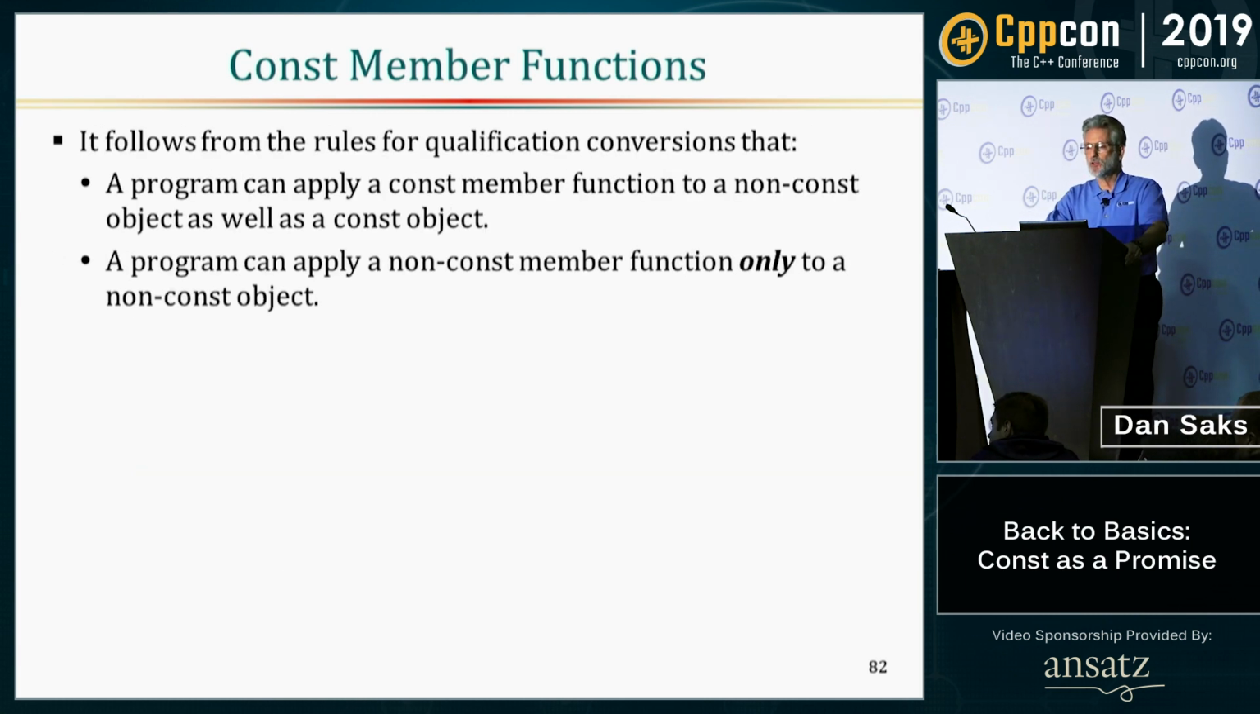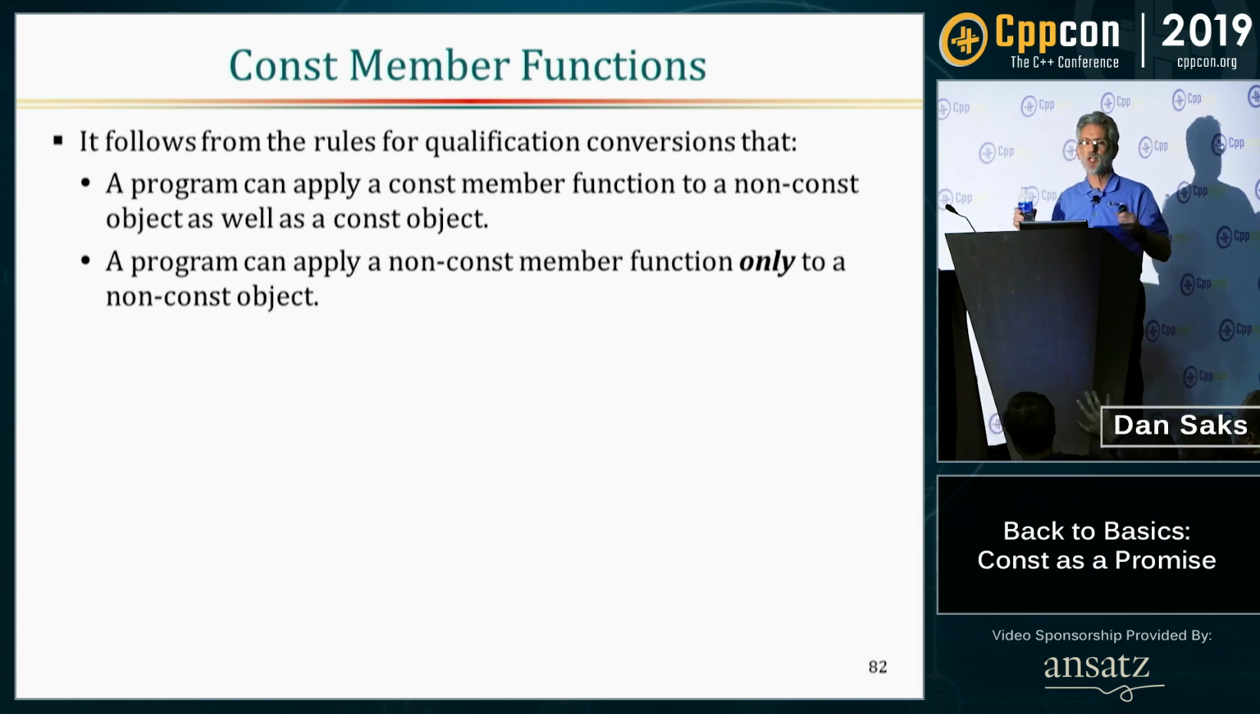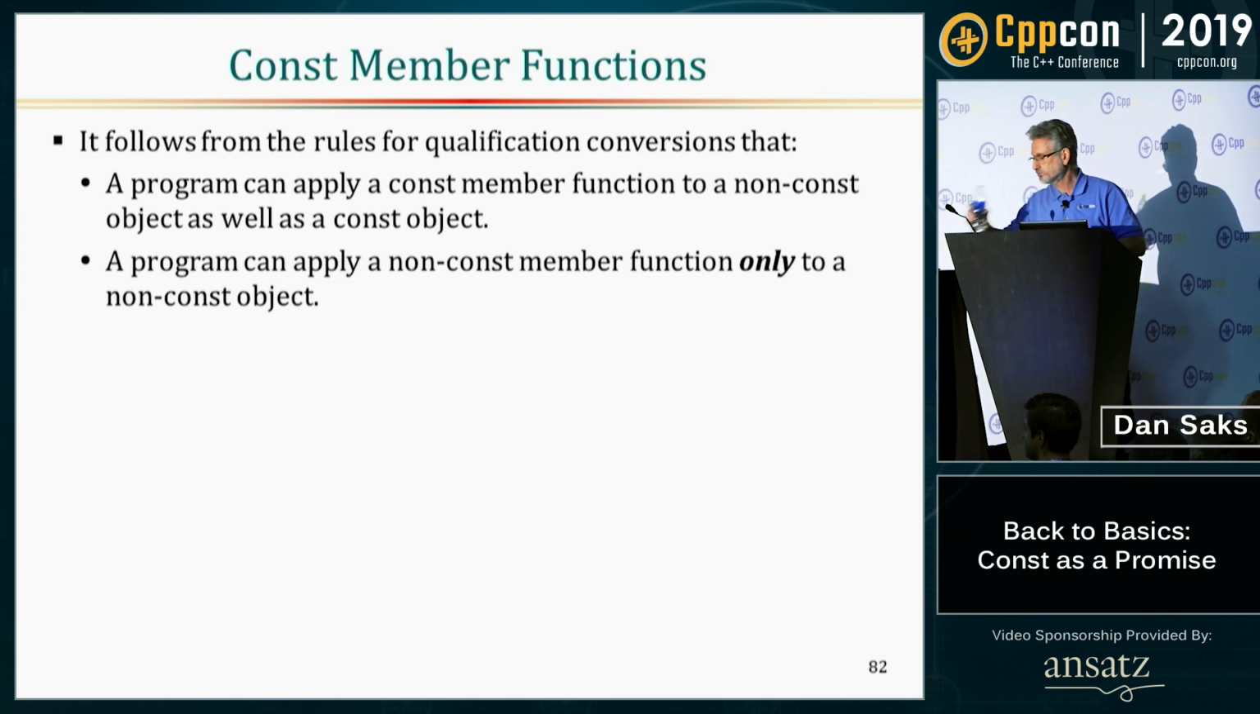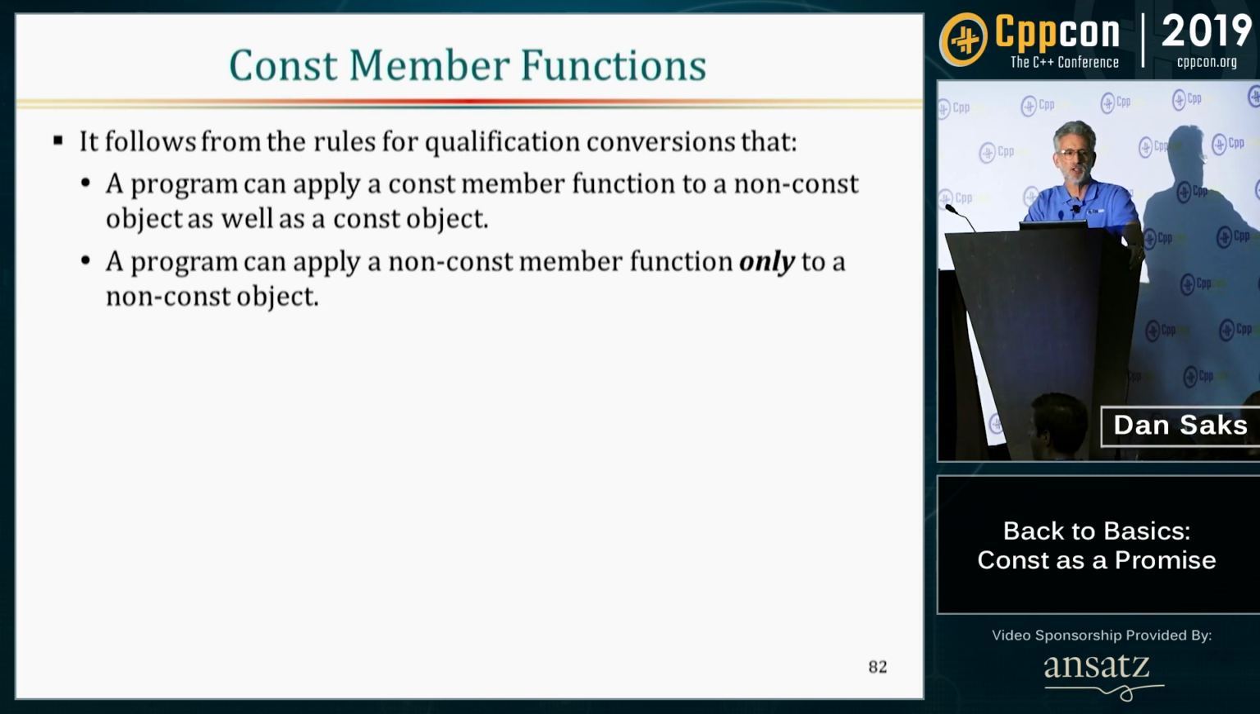So the rules for passing const and non-const objects to member functions are a direct parallel to the qualification conversion rules. So you can apply a const member function to either a const or a non-const object. But you can apply a non-const member function only to a non-const object.